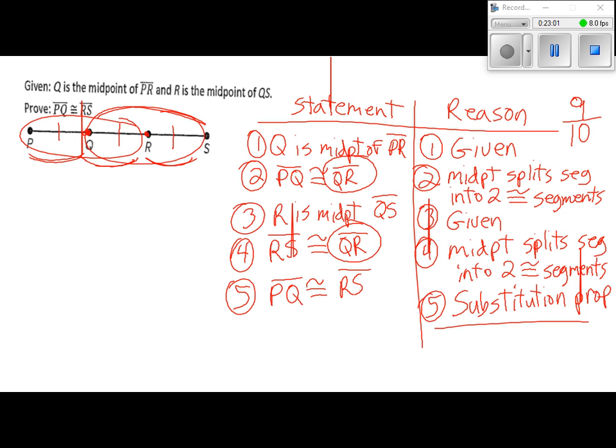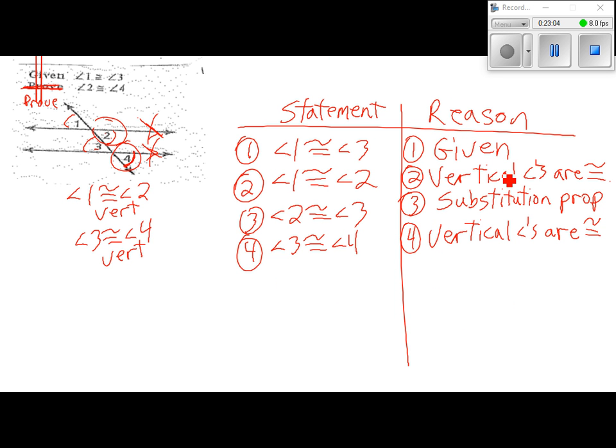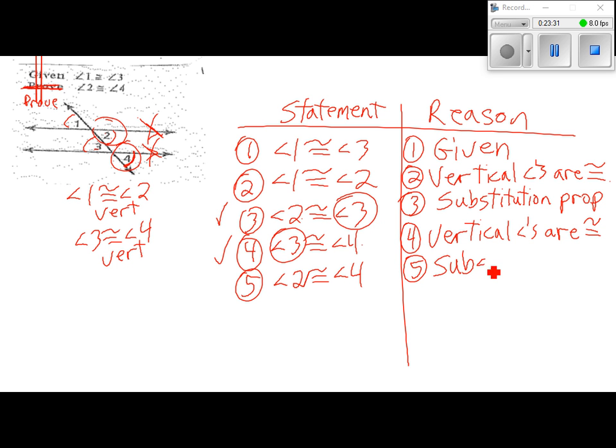Are we finished? No, because then you have to say that angle 2 and angle 4 are congruent. So look at what we have in 3 and what we have in 4. Anybody notice anything? They both have angle 3 in it, don't they? So these two angles are both equal to angle 3, then what's that tell us about those two angles? Angle 2 is congruent to angle 4. Substitution property again. Are we finished? Yes.